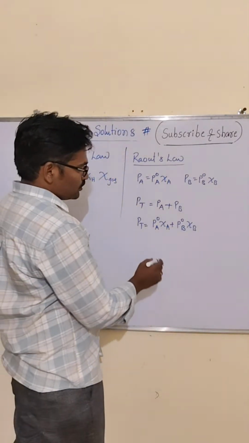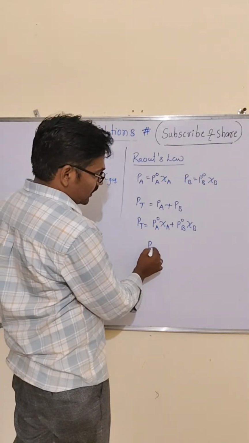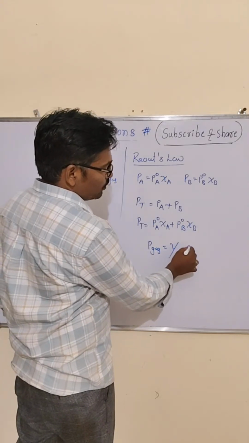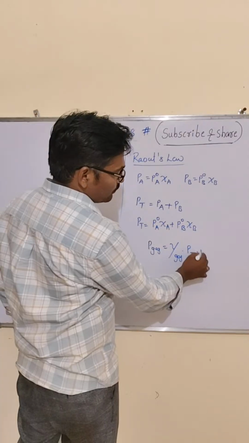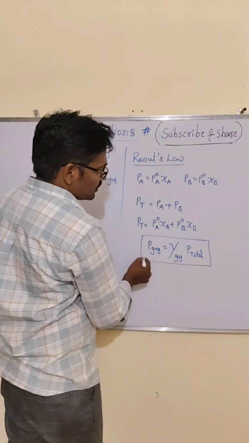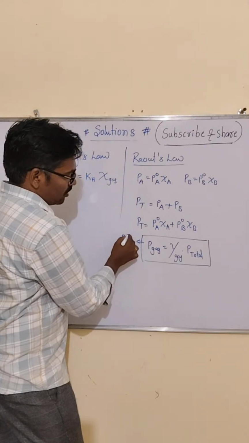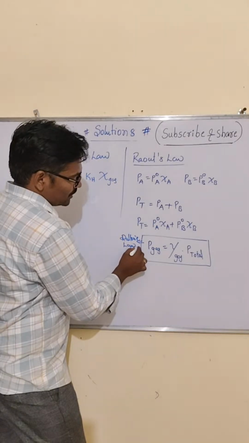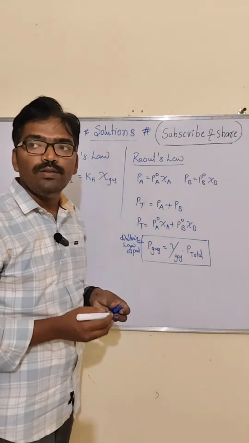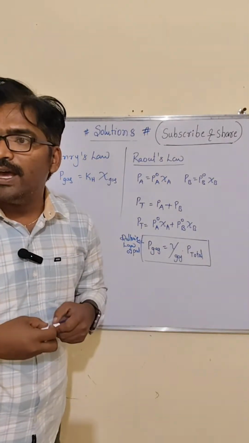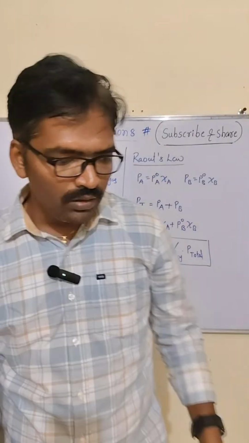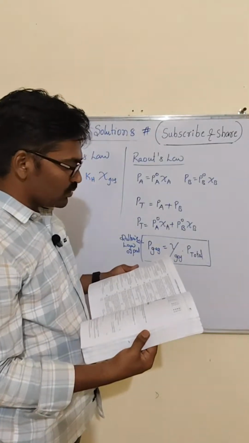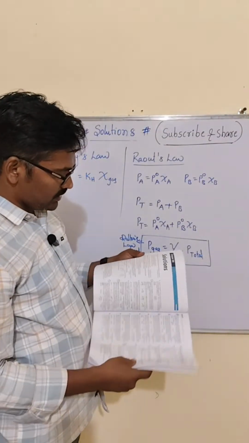One more formula I told: the partial pressure of the gas equals the mole fraction of the gas into P total. This is from Dalton's law of partial pressure. So based on these formulas, what type of questions are given, we have to discuss now. Look at the previous EAPCET examination, what questions are given, we'll discuss.